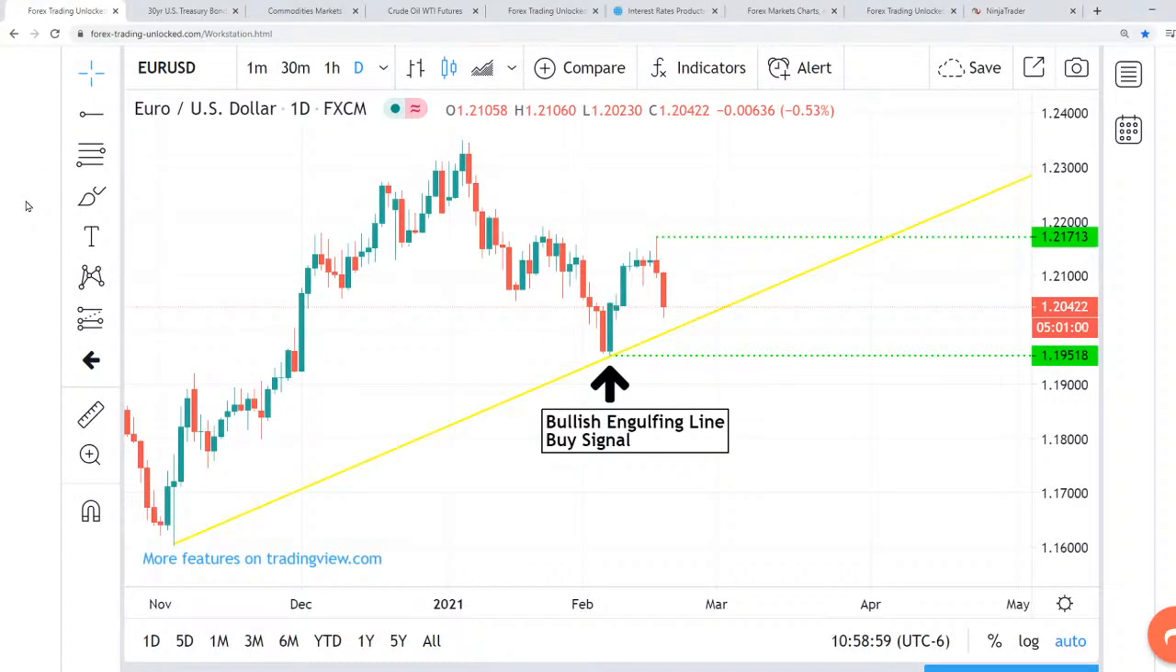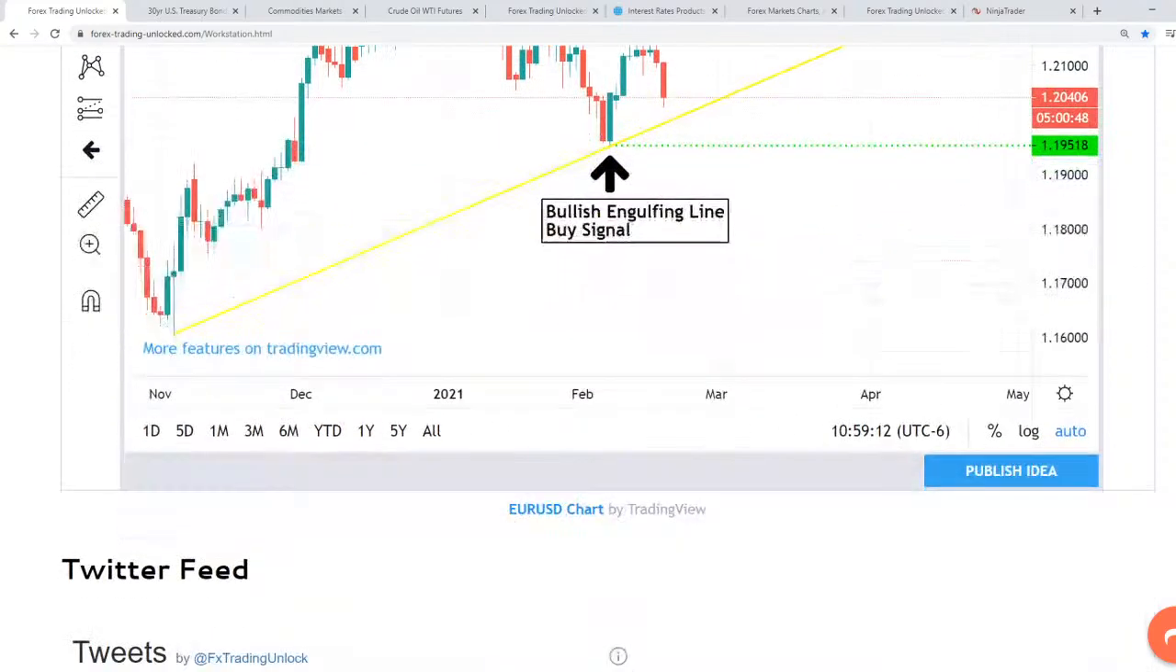So remember, you can go to our website, forex-trading-unlocked.com, and you can interact with charts live in real time. Only our futures charts are delayed. Everything else is in real time.